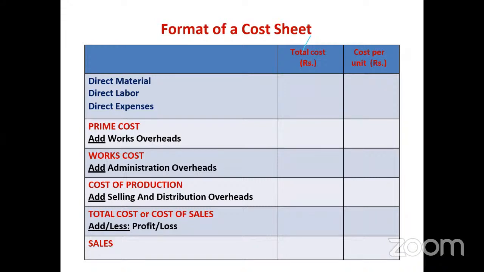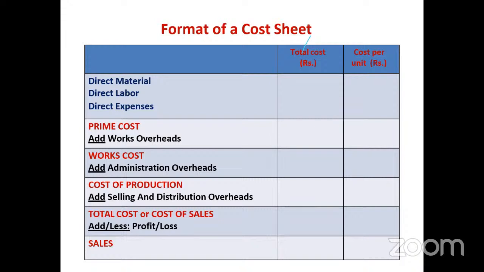Excellent. So when the cost of your output level is given, you can find out the cost per unit. First, you need to identify what the cost is. That is our duty. And the total cost can be broken up into various components like prime cost, works cost, cost of production, total cost or cost of sales. That is our objective for preparation of the cost sheet. Otherwise, if you are adding all the costs, finally you can get the total cost or cost of sales regarding your production.